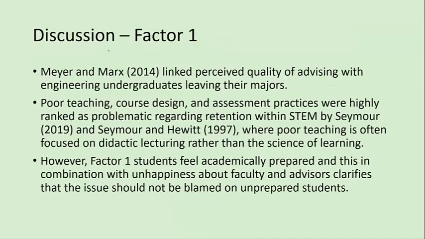So factor one is in alignment with some prior research about advising, right? And poor advising leading to students leaving their major, as well as poor teaching, poor course design, right? Things like that. But yet these students feel academically prepared. I always think that these are the smart students. It wouldn't matter what people do in their classroom. These guys are going to be okay.